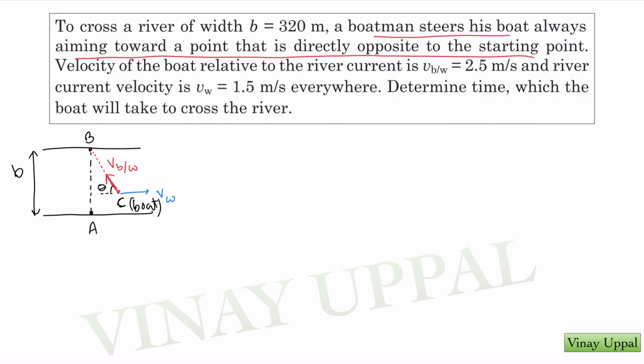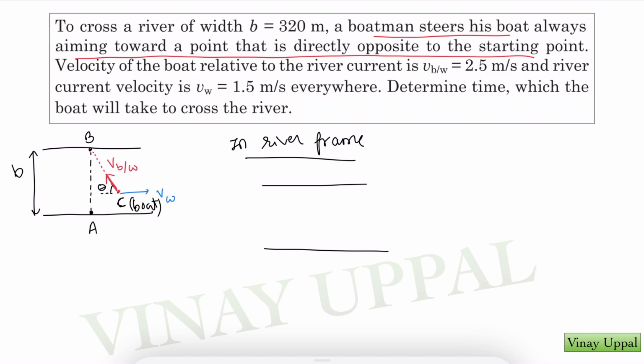So in the river frame, the water is stationary, and therefore the velocity of the boat is simply its relative velocity to the water. So the speed of the boat will only be 2.5 meters per second. But here we have to realize that point B, which was stationary in the ground frame, will now itself be moving in the opposite direction to the river velocity. So it will be moving with the speed of VW to the left, and therefore the boat which starts from point A, its velocity is always directed towards B, and that velocity is just the relative velocity of the boat with respect to the river.